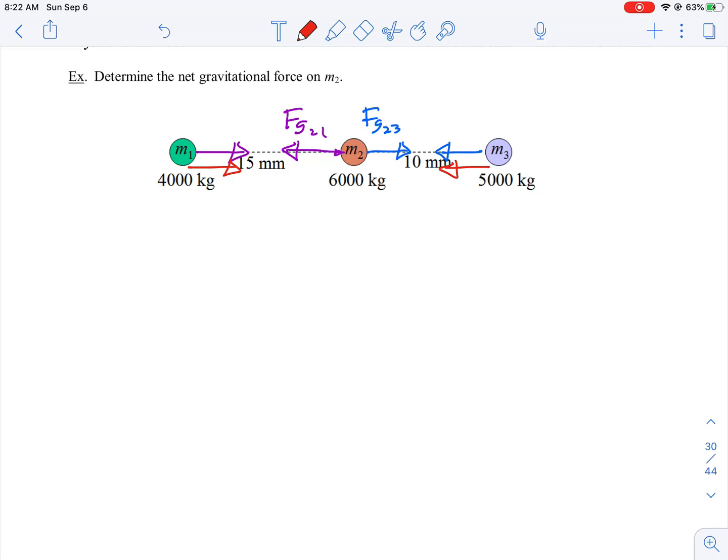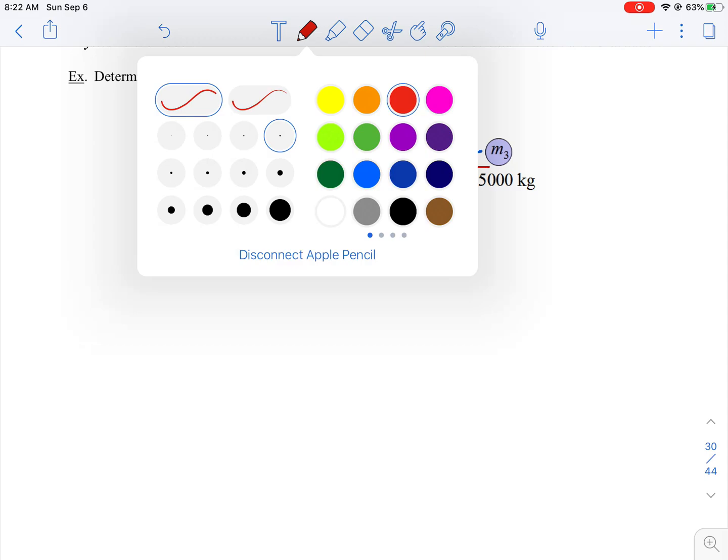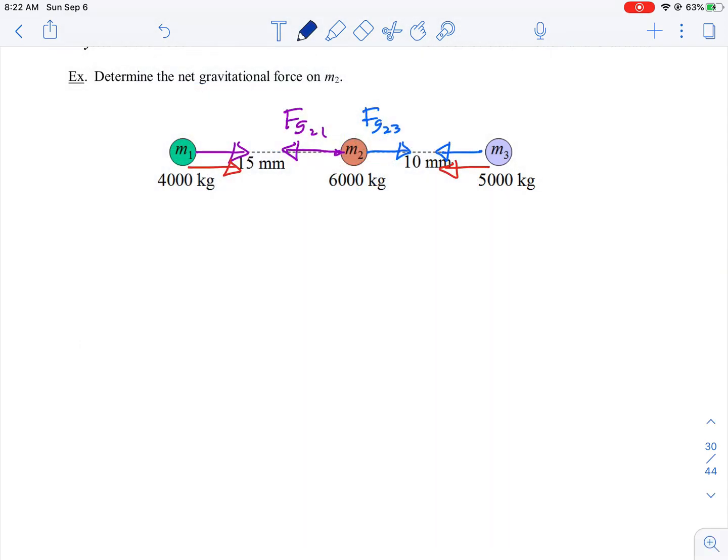Now the next steps are actually pretty logical. We need to figure out what these forces happen to be. So let's first find Fg21. This will be G M2 M1 over R, if you wish, 21 squared. Notice I'm trying to match the subscripts with the original two numbers.